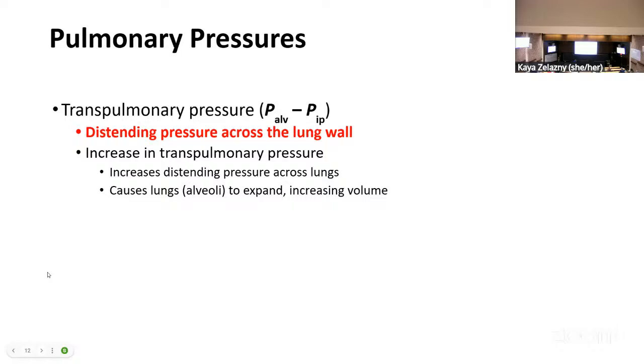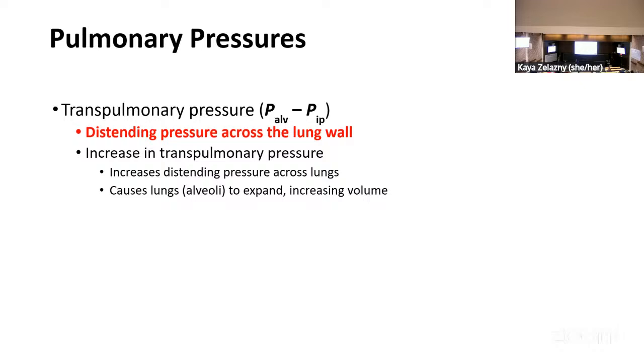So that's why our transpulmonary pressure is important. It's driven by the difference between the alveolar pressure and the intrapleural fluid pressure, basically. It creates a pull on the wall of the lung in order to keep that lung wall sandwiched to the chest wall.